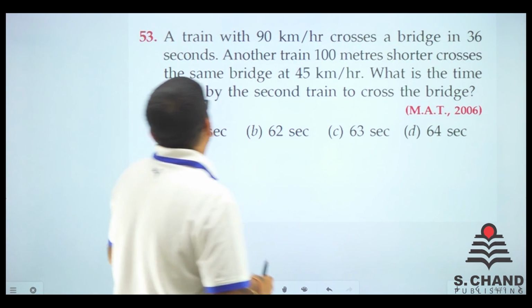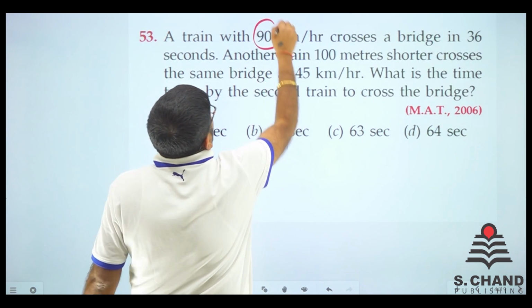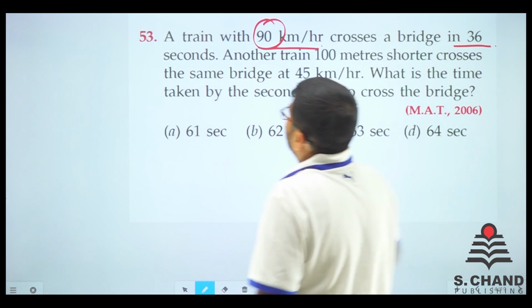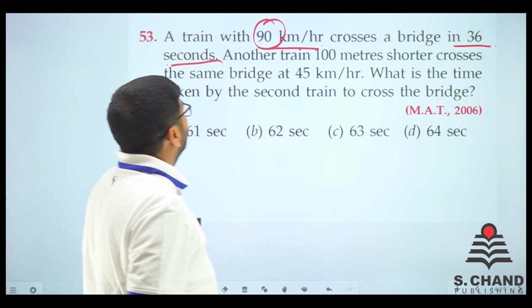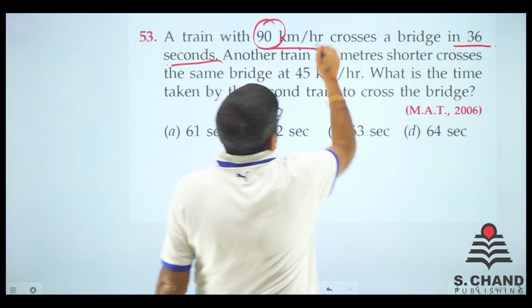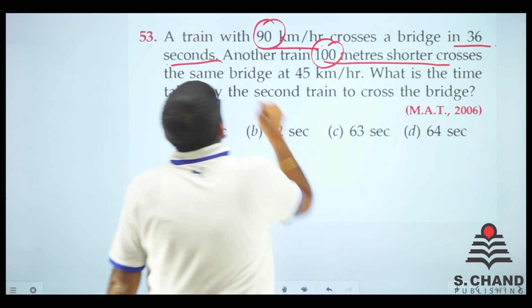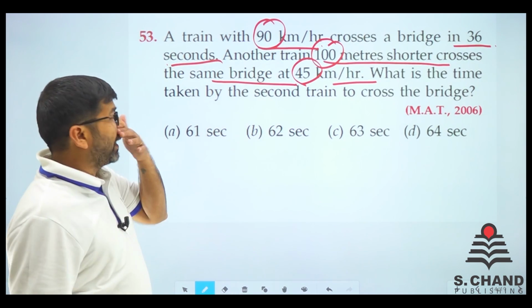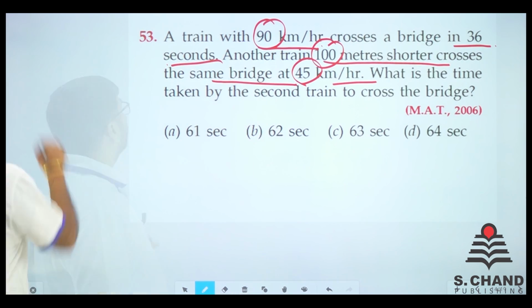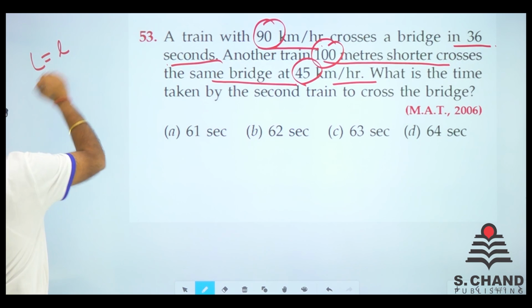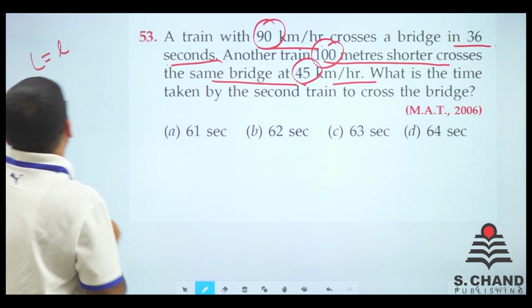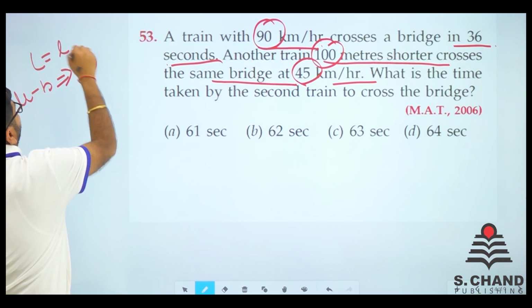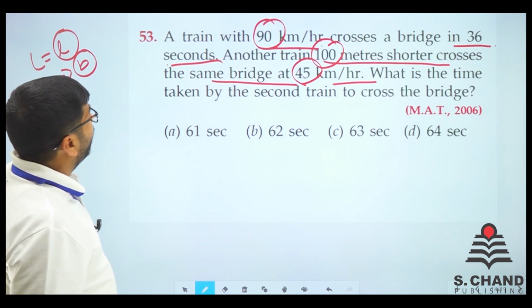Let's face the challenge. We have a train at 90 km per hour that covers a bridge in 36 seconds. Another train of 100 meters shorter than that crosses the same bridge at 45 km per hour. What is the time taken by the second train to cross the bridge, right? Let the length of the train be L and the length of the bridge be B, right?